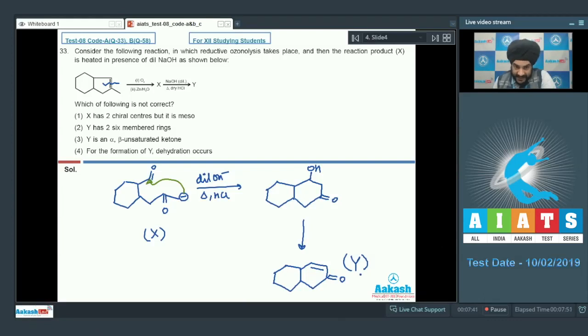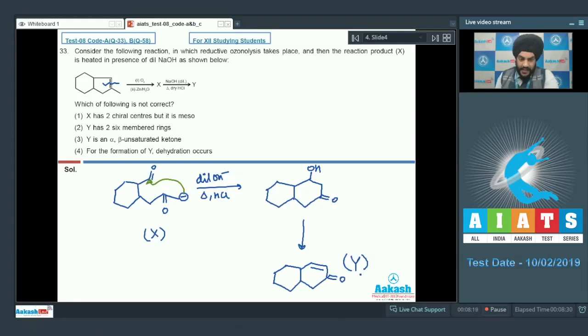If you look at the second statement, which says that Y has two 6-membered rings, this is also correct, students. We can see that Y has two 6-membered rings. If you look at the third statement now, Y is an alpha beta unsaturated ketone. So this is also correct, students. The end product of aldol condensation is an alpha beta unsaturated carbonyl compound, and we have a ketone in this case. If you look at the fourth statement now, for the formation of Y, dehydration occurs. This is also correct, students. In the formation of Y, there is a loss of water molecule from the alpha beta position.